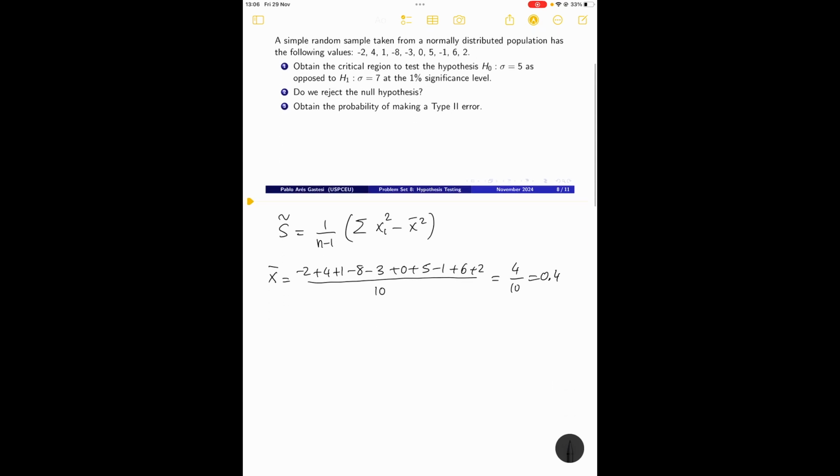To compute S tilde, you could use the variance also, but let me use the sample standard deviation. You can use population, but it doesn't matter. 1 divided by 9, times the squares of these numbers: minus 2 squared is 4, plus 4 squared is 16, plus 1, plus 64, plus 9, plus 0, plus 25, plus 1, plus 36, plus 4, minus 0.4 squared, only the 0.4. You do the computation, and this is 17.53778. Okay, so that's the sample variance.